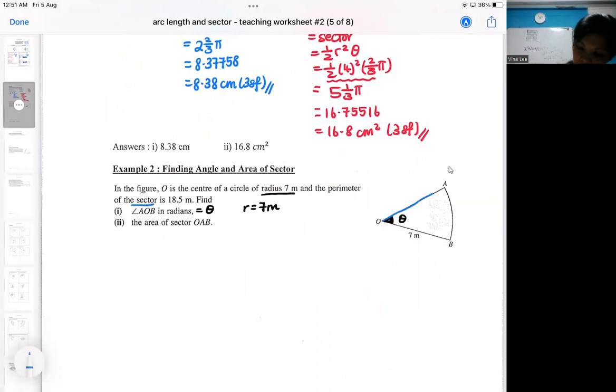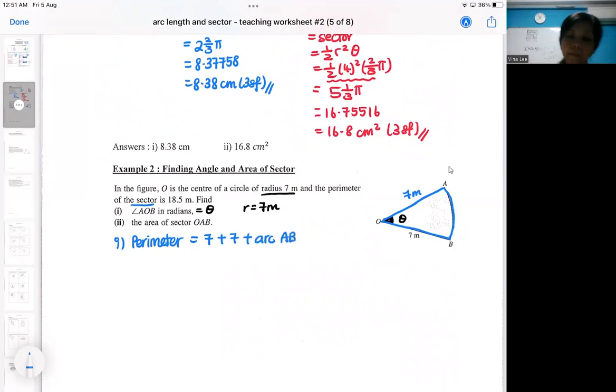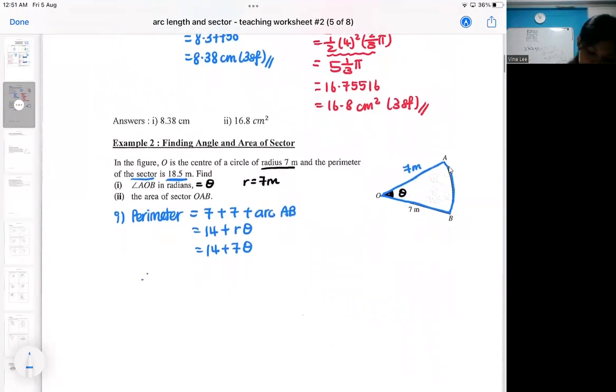If you go and outline the pizza, the perimeter is made out of 3 parts. If you look carefully, the perimeter of this slice of pizza has 3 parts: a 7, another 7, and then an arc length. For the arc length, we follow the formula, and from here I'm going to make it equal to 18.5. This is quite a simple form. This one will appear quite often in O-level questions. A common mistake is that sometimes we forget that the perimeter includes the 2 radii.